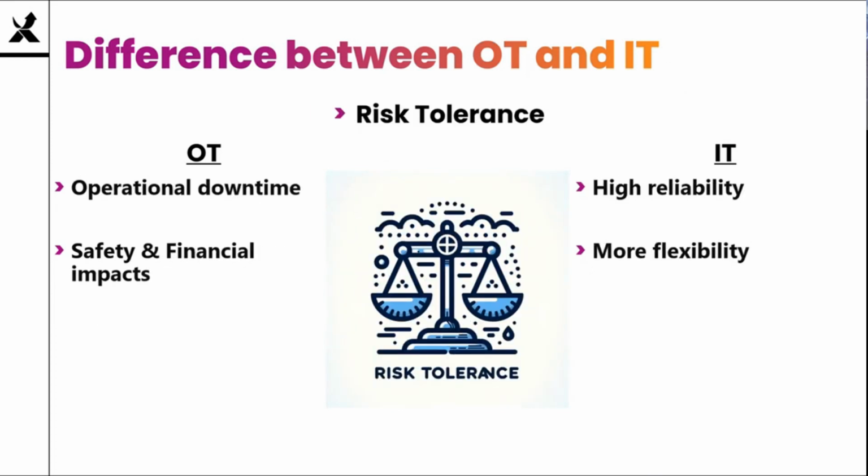The risk tolerance also has major differences. The risk tolerance in OT environments is generally low when it comes to operational downtime, and disruption in service can lead to significant safety and financial impact. Therefore, system availability, stability, and reliability are paramount. While IT systems also require high reliability, there is often more flexibility to manage and recover from disruptions. Scheduled downtime for maintenance and updates are common practices in IT.